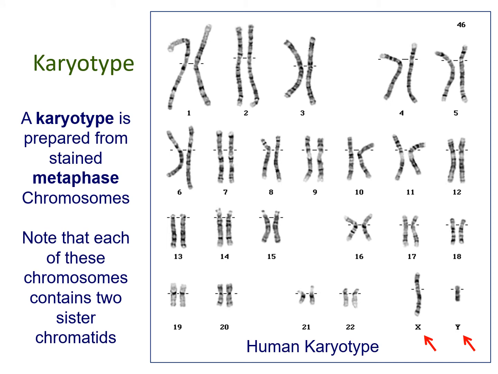So karyotype, I think we did talk about this earlier. A karyotype is prepared by taking a cell that is in metaphase and then dyeing it so that we can see the different parts of the chromosome, and then lining up the chromosomes and making this map, essentially. And we can use this to look for abnormalities. So for instance, chromosome 21, if we had another copy of that here, then that would indicate Down syndrome, also known as trisomy 21.